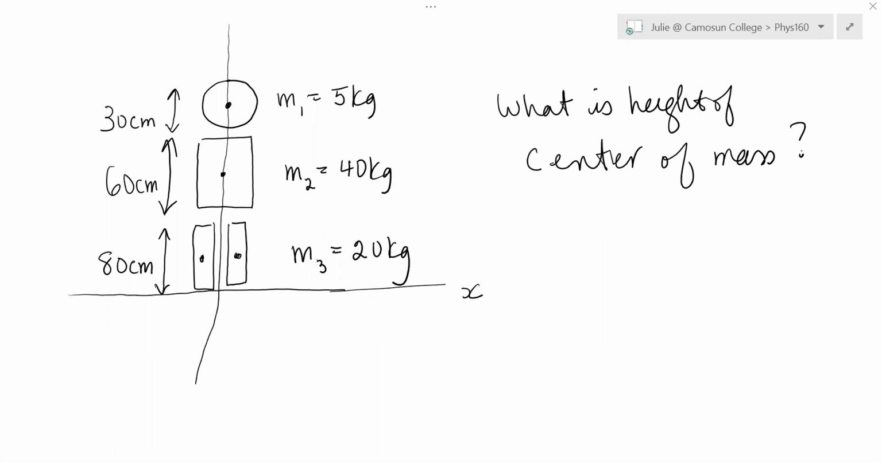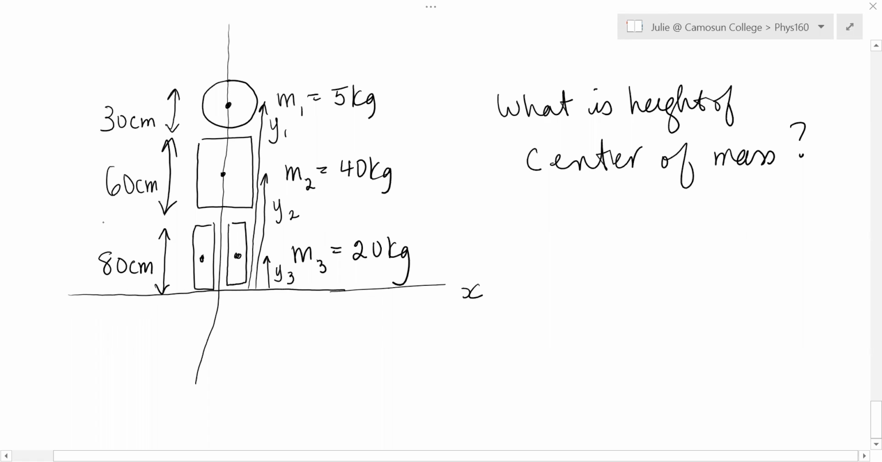Now we have to find, we always have to go from the origin. We can't use 60, 80, and 30. We have to go from here, like how high. We need to know this distance, that will be Y3. And then we have to know this distance up to here, that'll be Y2. And then we have to know the distance all the way up to your head, Y1. So all the Y values have to start down on the X axis. They're not equal to 80, 60, 30. So let's figure out what these Y values are.